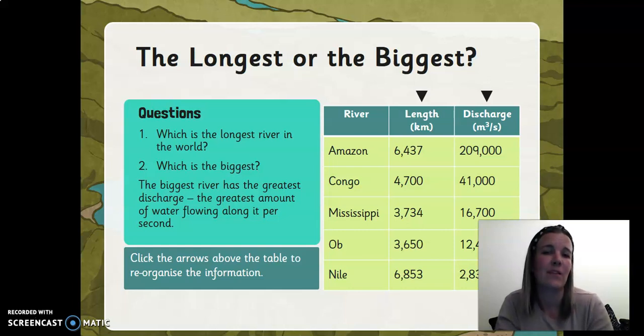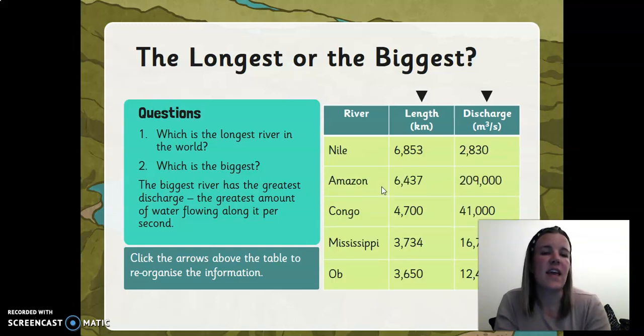Okay, so how quickly the water flows within that river. As you can see here in this table, we can use the arrows at the top here to reorder the information. At the moment, the Amazon River is at the top, but if I click on it to sort the information by the length, the longest river, you can see as I click, the River Nile has now become the top of that table, and that's because it is the longest river out of those 5 rivers.